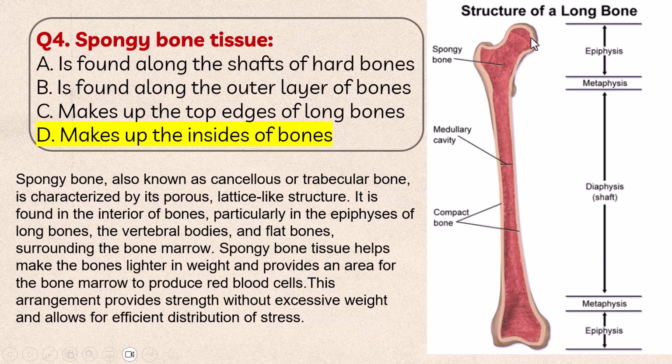You can see the structure of the long bone. This part is the epiphysis, and here is the metaphysis. The long part is the diaphysis. Same thing at the bottom also. So when you see the spongy bone, you can see the spongy bone is here.